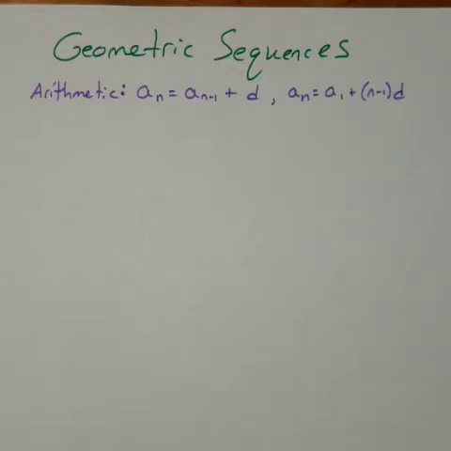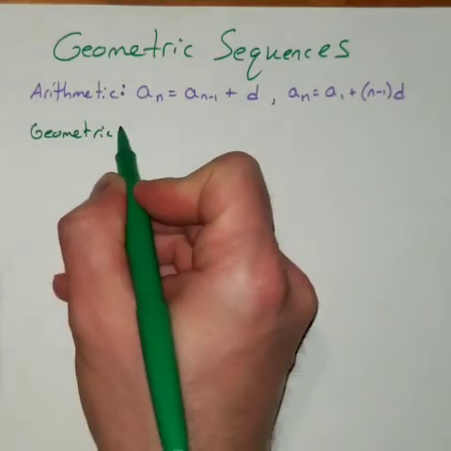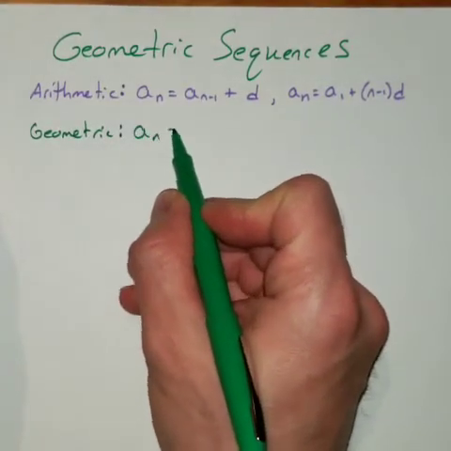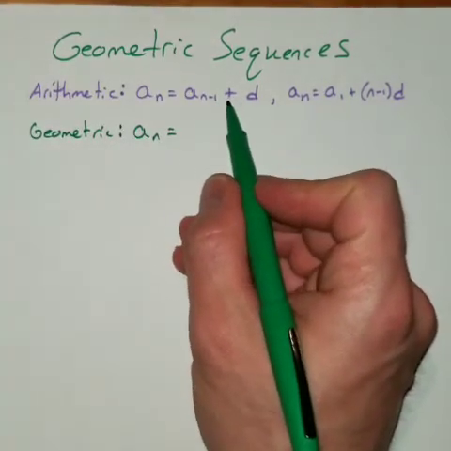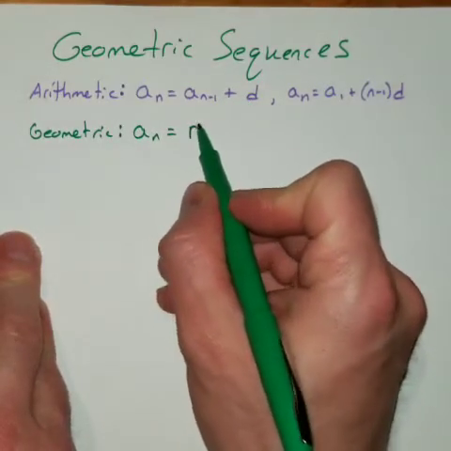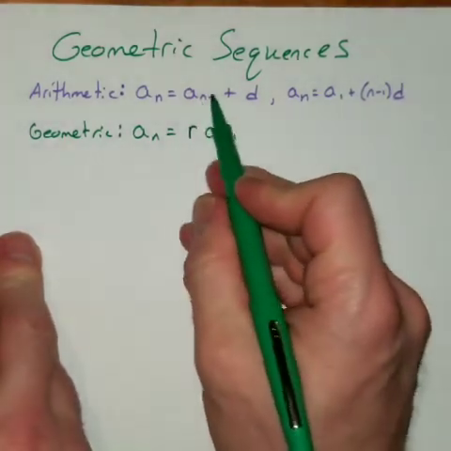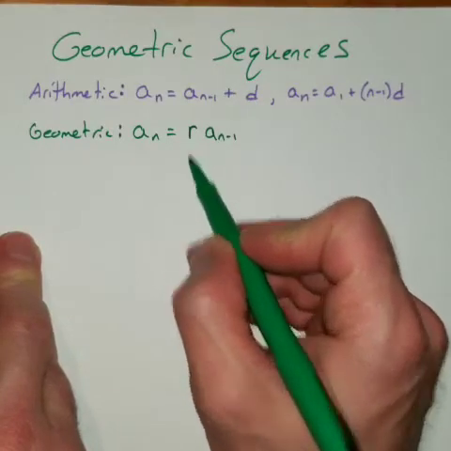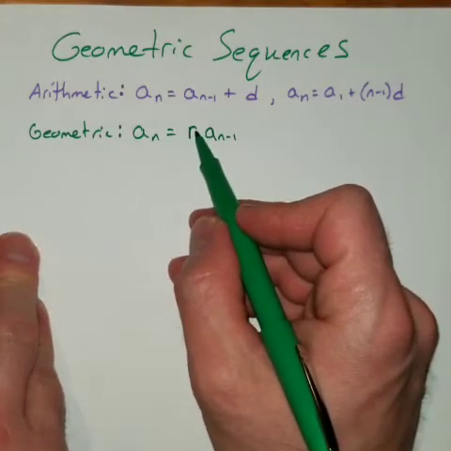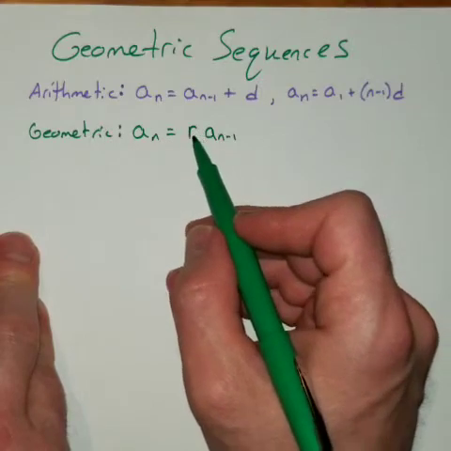Okay, so for a geometric sequence, the formula is going to be very similar, except instead of adding a d, we're going to multiply by what we call an r. So it's r times a sub n minus 1. So instead of a sub n minus 1 plus d, it's a sub n minus 1 times r. It's again just a common multiplying factor. Okay, it's going to be the same number every term.